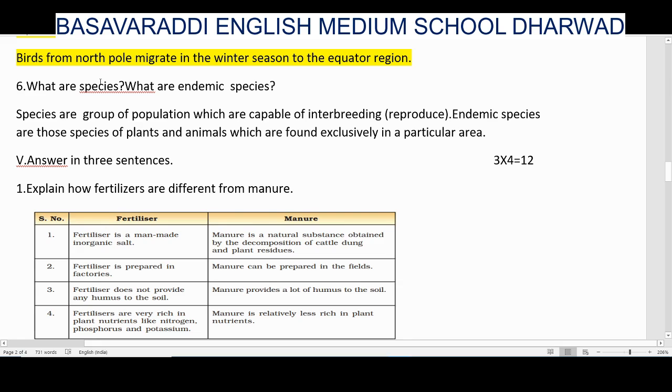So next that we have here is the endemic species. What are endemic species? These are the species of plants or animals which are exclusively found in a particular area only. That means you find these kinds of species only in a specific area. You can't find them everywhere on this earth. They are very specific to that particular region.